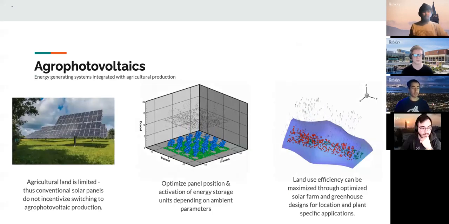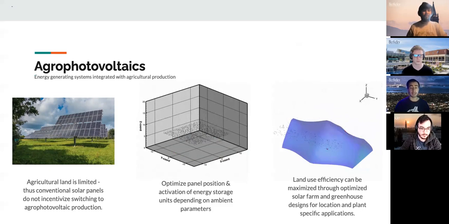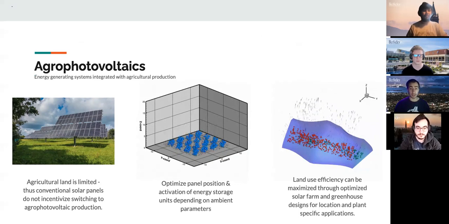So not only do we want to look at regular agricultural systems, but we also want to look at next generation agricultural systems, namely agrophotovoltaic systems. And these systems can be described as energy generating systems integrated with agricultural production.